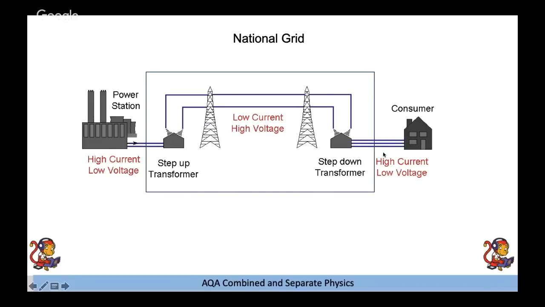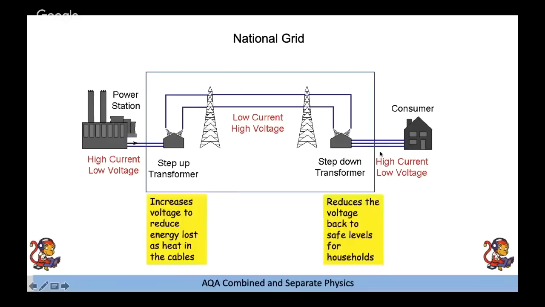Now, what do we need to know about step-up and step-down transformers? Well, we need to know that a step-up transformer increases the voltage to reduce the energy loss in the cables. A nice way of thinking about that is step up: U is next to V in the alphabet. That's how we remember that step up increases voltage. Both of these refer to voltage. So step up, increase the voltage, reduce the energy lost as heat in the cables.